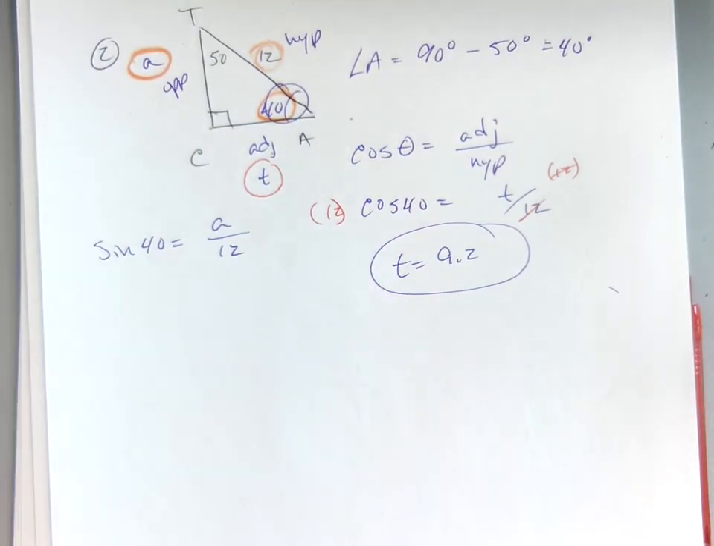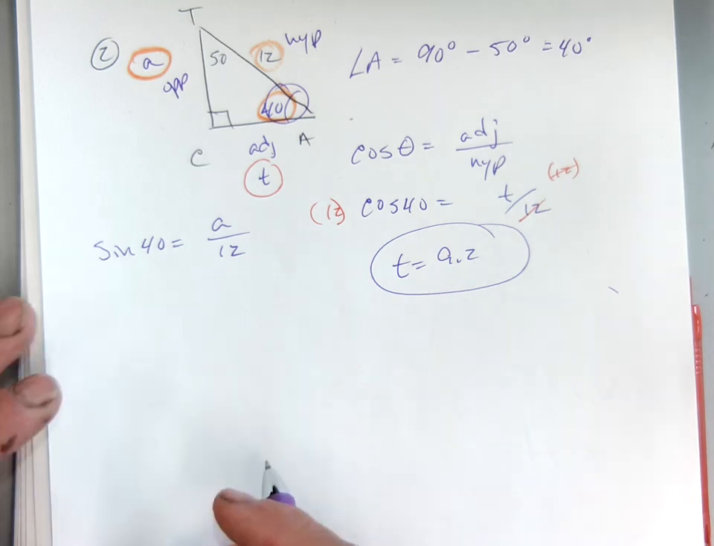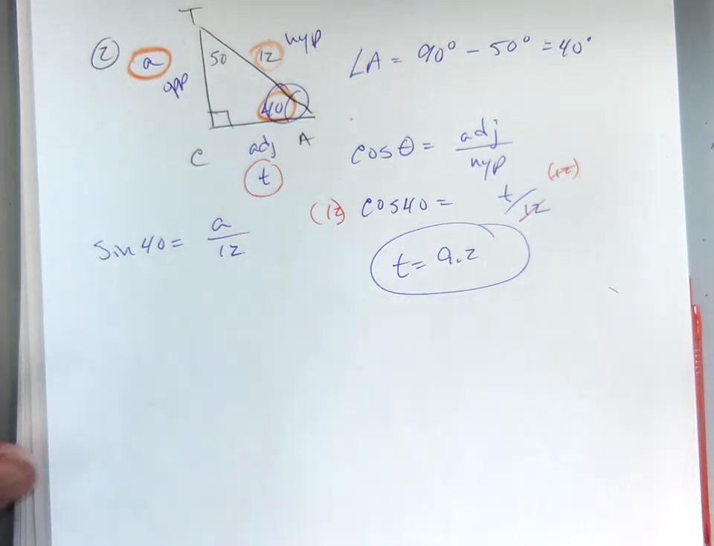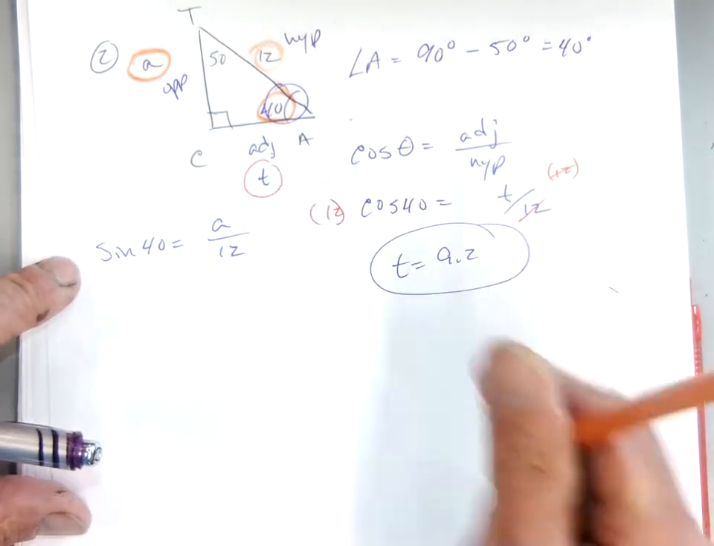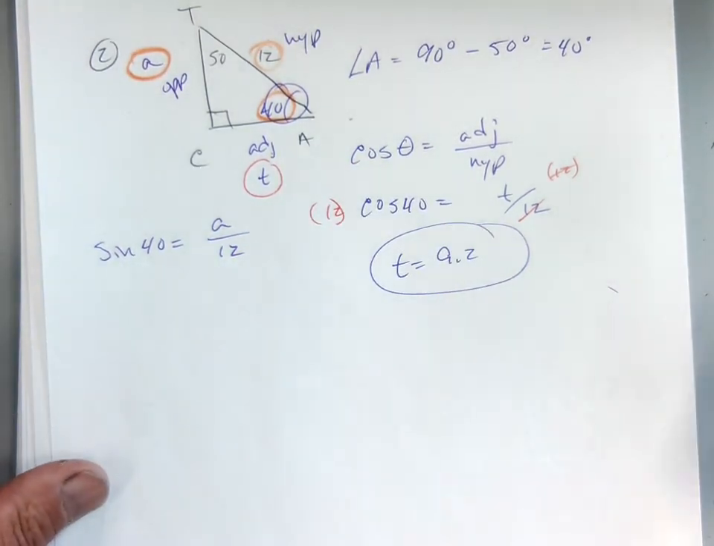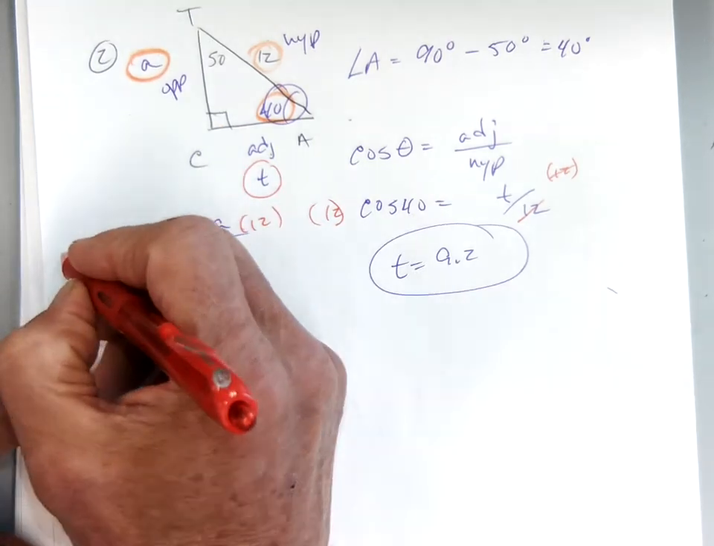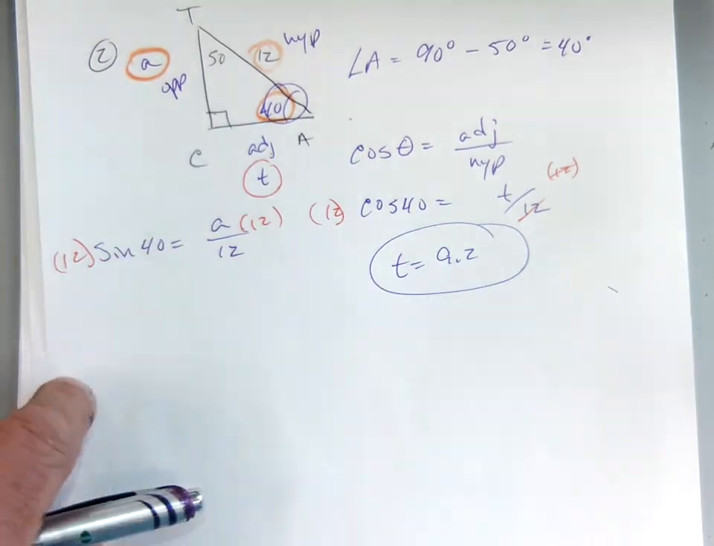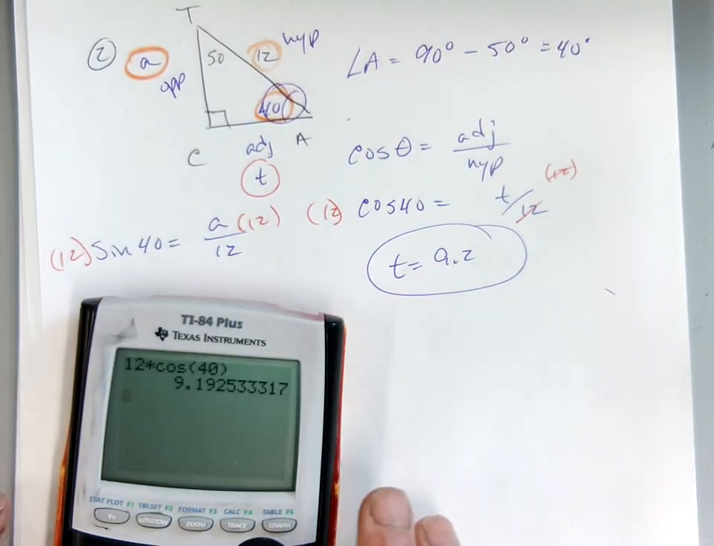And I think you guys are good at this. We've been doing right triangle trig for almost 2 weeks now. My guess is you're probably cruising on this. Multiply both sides by 12. Stop me, please, if you're confused. Stop me if you need help.